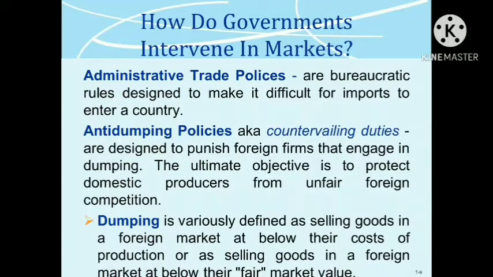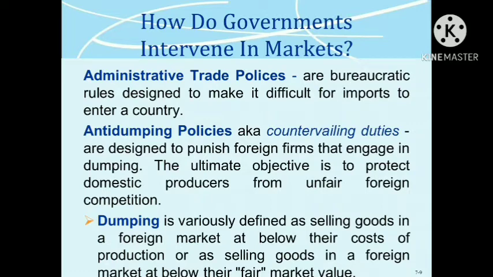Next, we have anti-dumping policies, aka countervailing duties. So these are designed to punish foreign firms that engage in dumping. The ultimate objective here is to protect domestic producers from unfair foreign competition. By the way, dumping is defined as selling goods in a foreign market at below their cost of production, or as selling goods in a foreign market at below their fair market value.